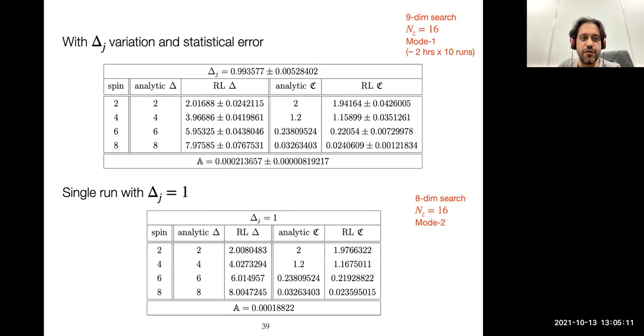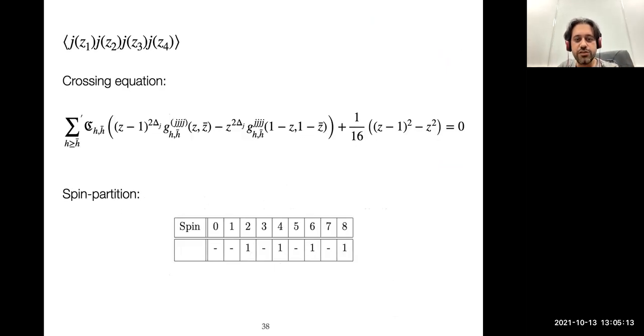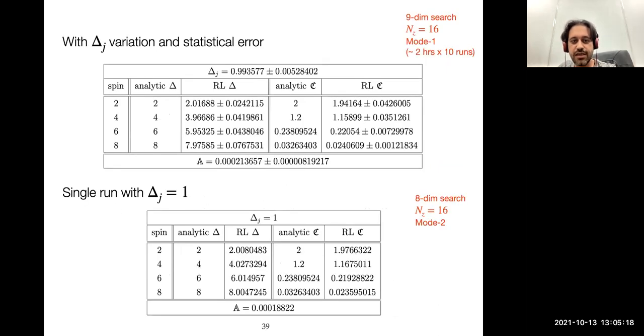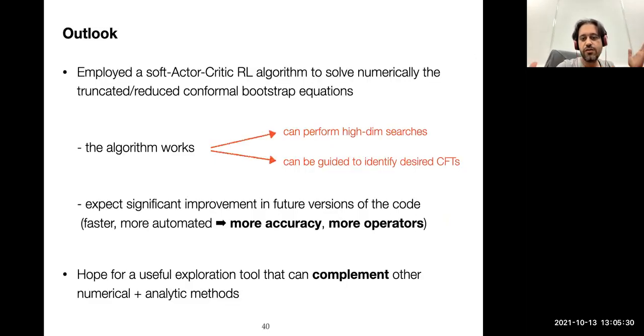Okay, and finally, we also did the 4-point function of the current, very simple spin partition. And here we also varied the scaling dimension of the current, and it found it very nicely, very close to 1. Here, there are also statistical errors, etc. Okay, so I can stop now. I think I went 5 minutes or 2-3 minutes over time.